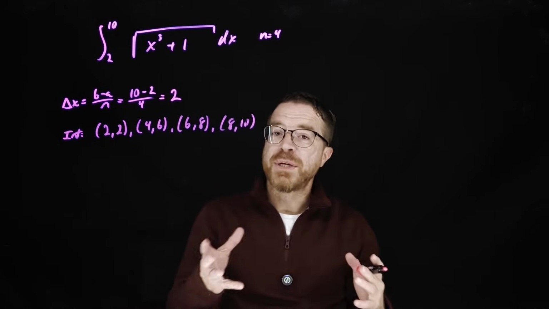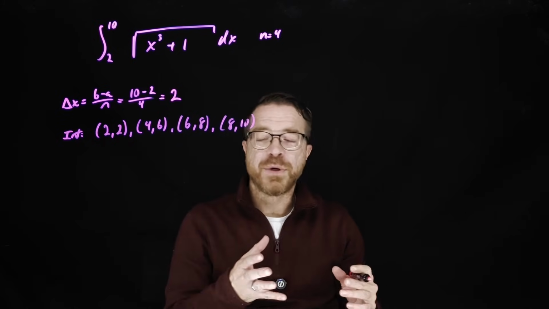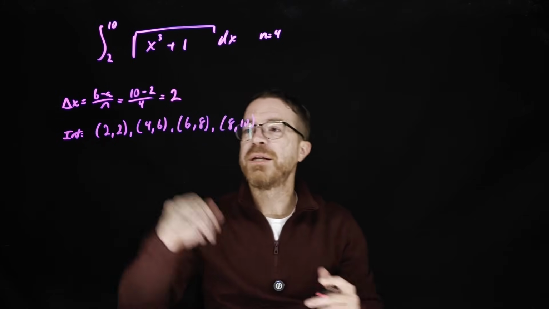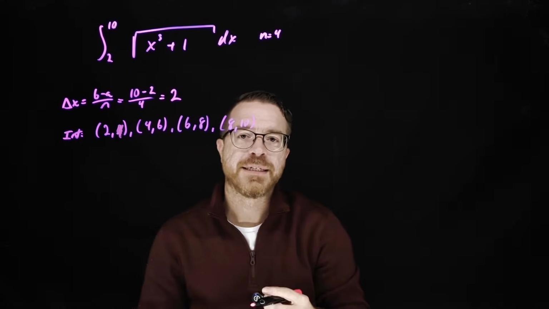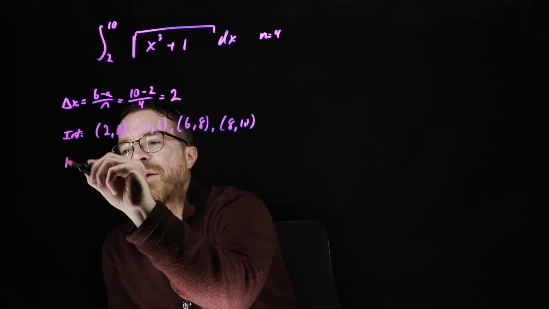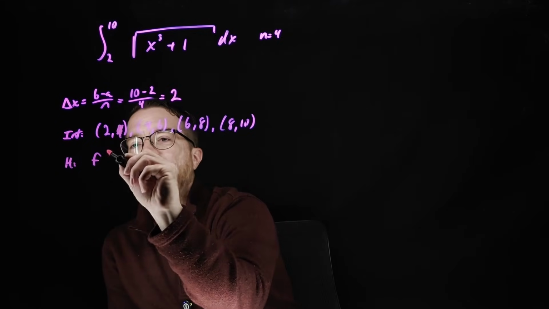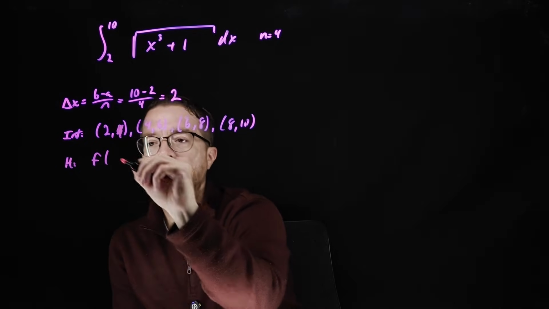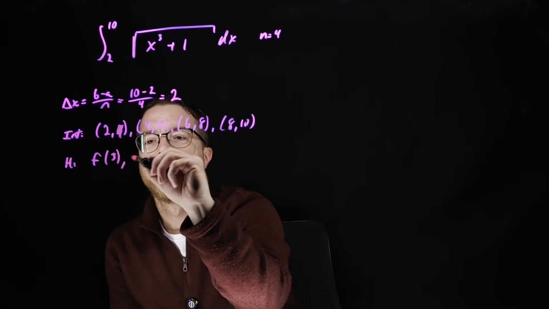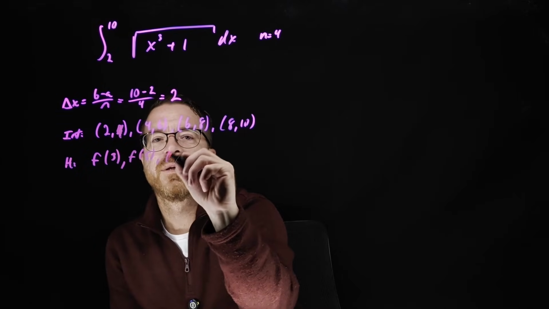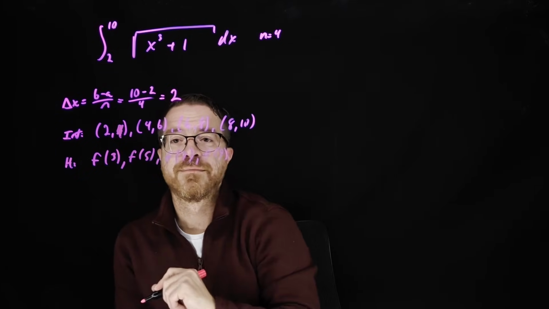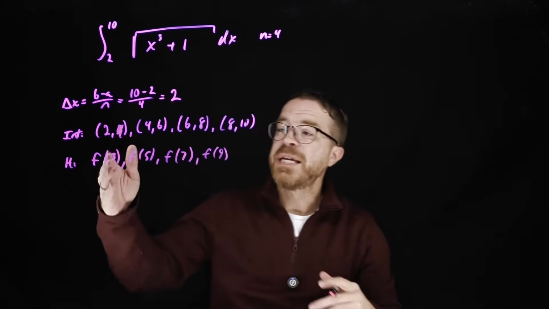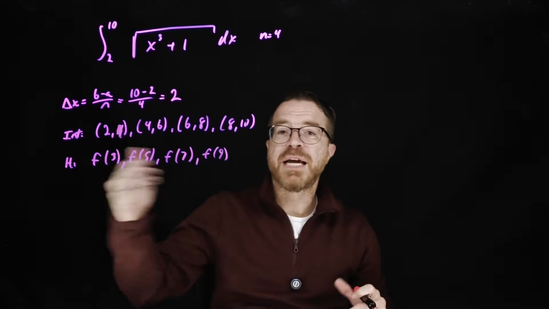Now we're using our midpoints here, so what we're going to be doing is plugging in the values midway between 2 and 4, 4 and 6, 6 and 8, and 8 and 10. So when we're finding our heights, this is going to be using f of 3, the midpoint between 2 and 4, then f of 5, f of 7, and f of 9. We're going to plug each of these values in to figure out what the actual heights are.